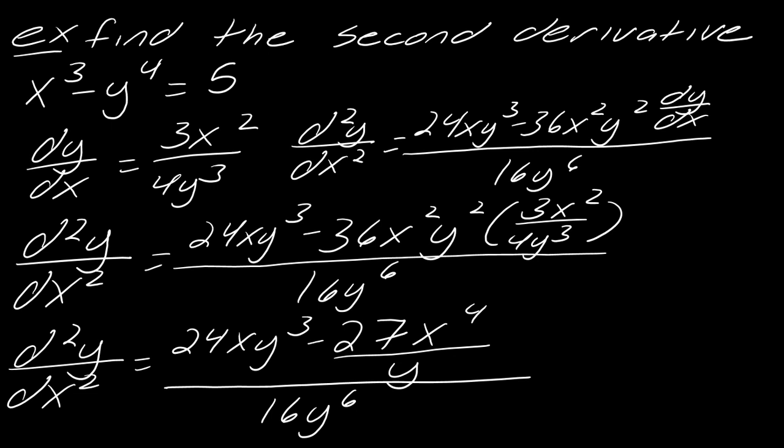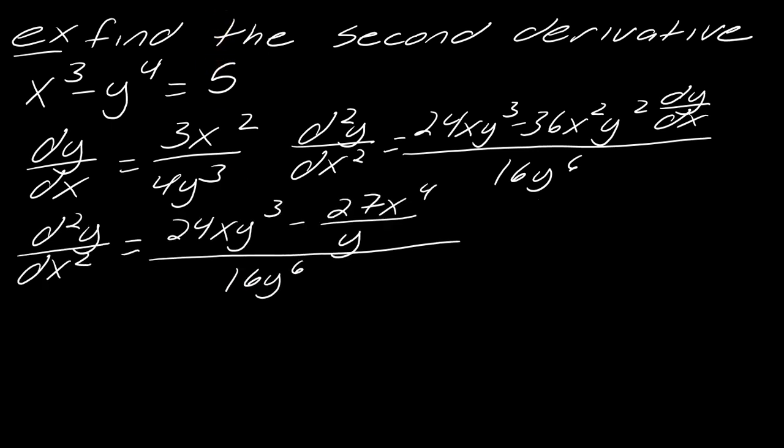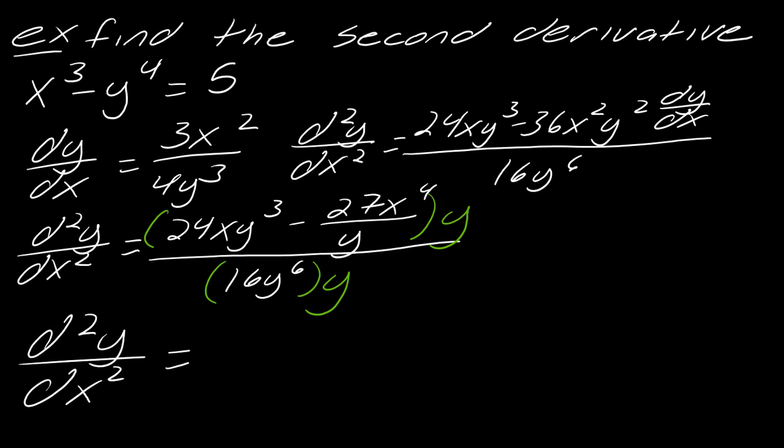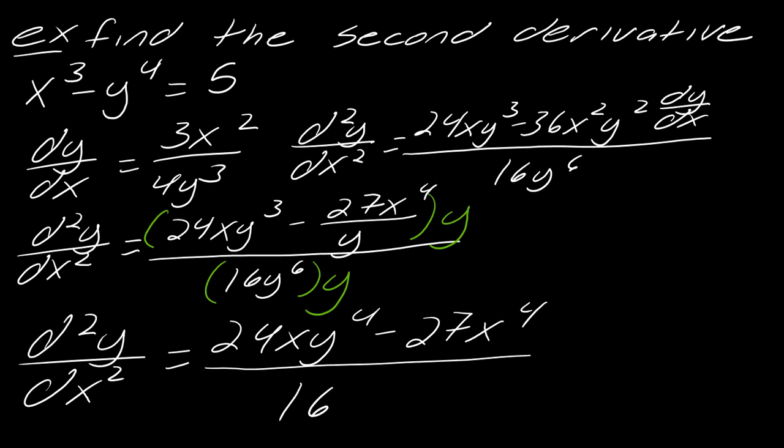And so now the last thing that you want to do here, you don't want to have a fraction within the whole fraction. So I'll clear a little space again. Now I'm going to multiply the top and bottom here by y so that I can get rid of this y. So my final answer will be 24xy to the fourth minus 27x to the fourth over 16y to the seventh. So there's your final answer.